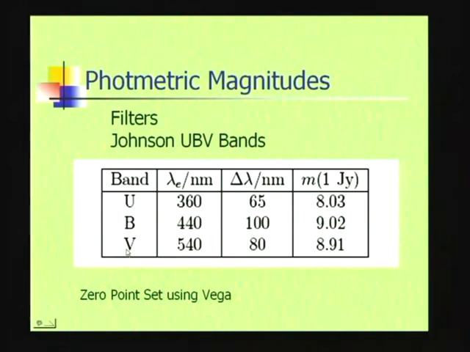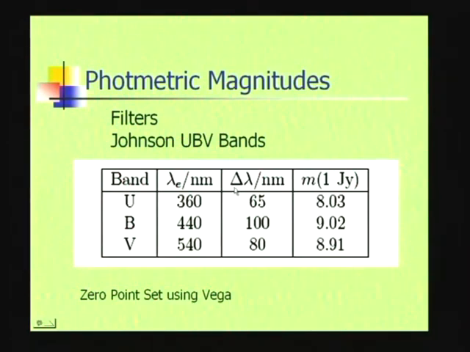Okay. These are three filters. So, this U filter allows the light at an effective wavelength, in units of nanometers, whose value is given over here, 360 nanometers, to pass through, and the width of the filter is characterized by this delta lambda, 65 nanometers. This is the full width at half maxima.